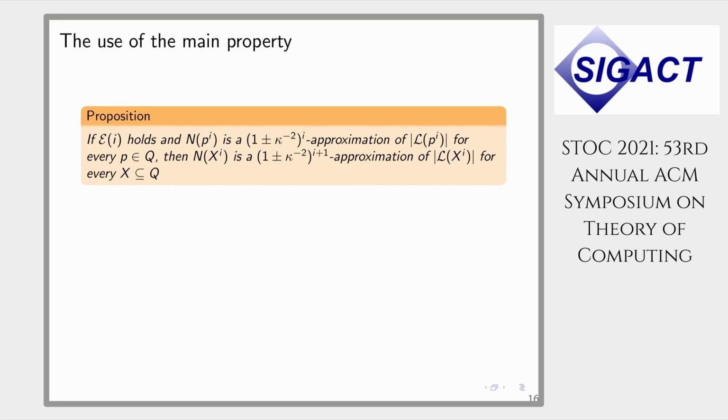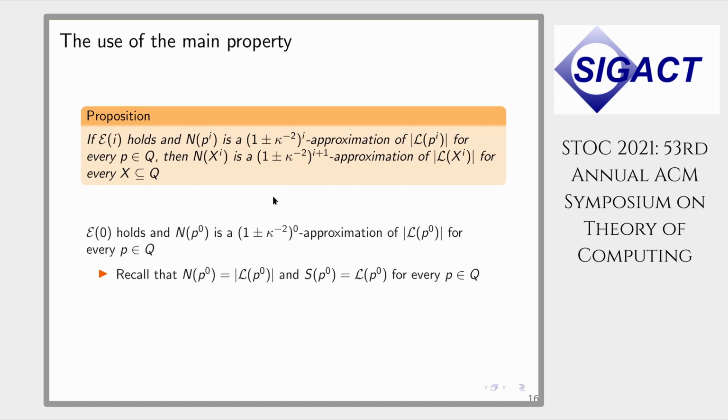Okay, so the idea here is the following. If E sub I holds and N of P sub I is a good approximation, which was the property that I was showing you at the beginning, then this property tells us that for the sets, because here we were doing estimation for P sub I, and now we want to move to these sets X sub I, these are going to be also good approximations, right? So, okay, let me show you how this proposition is used.